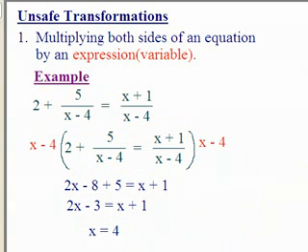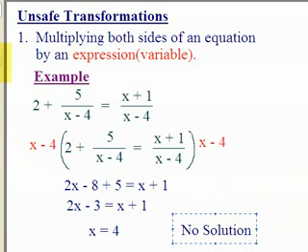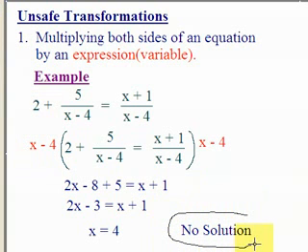So sometimes multiplying both sides by an expression can create solutions that don't exist for the original. Those are called extraneous solutions. And so really the solution to this problem is that there is no solution to this equation. So multiplying both sides by an expression or a variable can create problems.